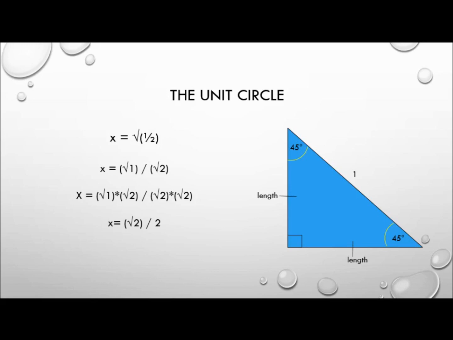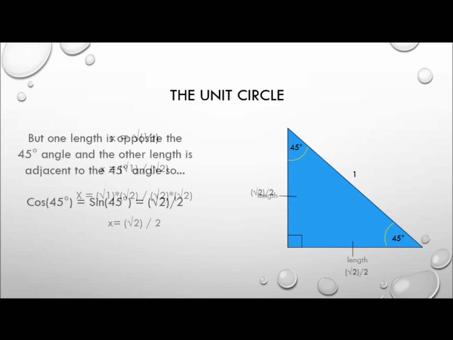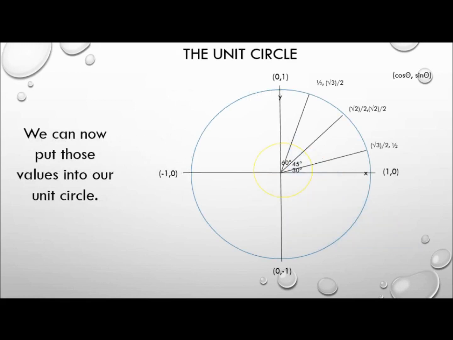So the two lengths, the opposite length and the adjacent length of our right-angled triangle, is just √2/2. But one length is opposite the 45-degree angle and the other length is adjacent to the 45-degree angle. So the cosine of 45 degrees is the same as the sine of 45 degrees, both of which are √2/2. We can now put those values into our unit circle.